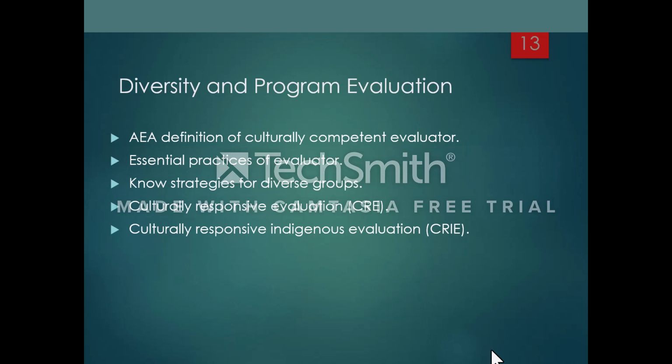So diversity is also important in program evaluation, and there are several things to consider as you're working on your evaluation and to make sure that you are considering these things. So that brings us to the end of chapter 16.